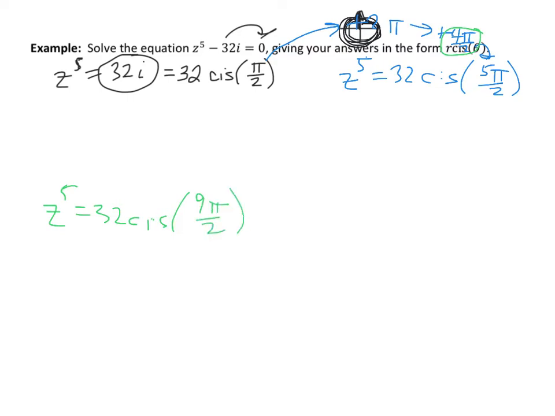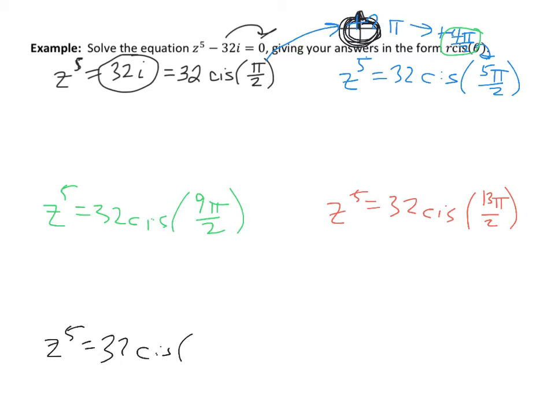So now I've got 3 of these. I'll have z to the 5th is 32 cis, adding another 4 pi over 2, that'll be 13 pi over 2. And then finally, I'll also have z to the 5th is 32 cis, adding another 4 pi over 2 would get me to 17 pi over 2. And I think I actually forgot to mention it. What happens if you keep going?